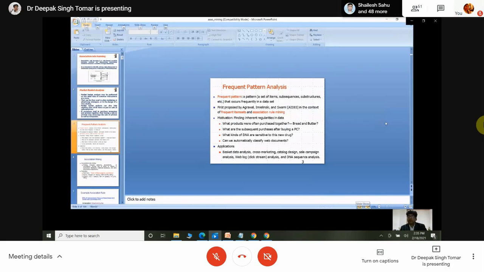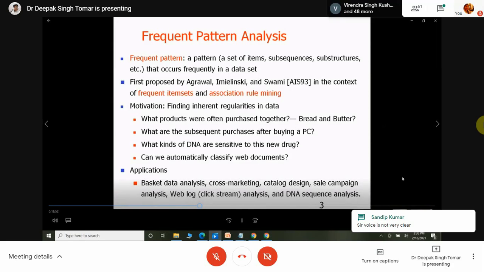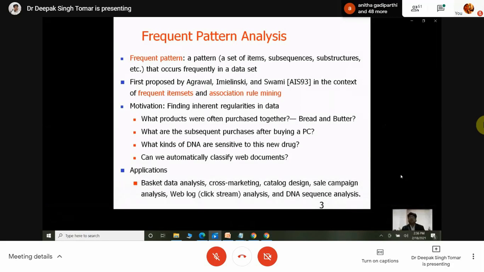So I hope it is clear what is a frequent set. A frequent set is a pattern like bread, milk and egg that occurred frequently in a data set, and it was proposed by Agrawal, Imielinski and Swami in around 1994 in the context of frequent item set and association rules. So the motivation behind this is finding the regularity in the data, what products were often purchased together in a bunch.